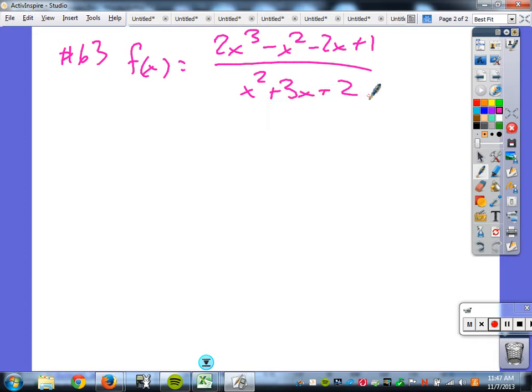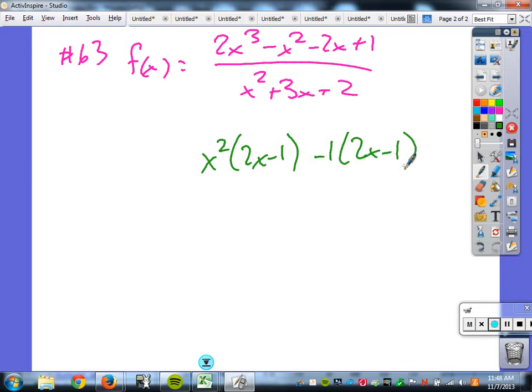Okay, so the first thing you have to do, Caden, is factor the top and the bottom to find the zeros. The nice thing about the top is I do not have to do synthetic division because it is factoring by grouping. So what do 2x cubed and negative x squared have in common? x squared, and I'm left with 2x minus 1. What does negative 2x plus 1 have in common? Negative 1, and I'm left with 2x minus 1.